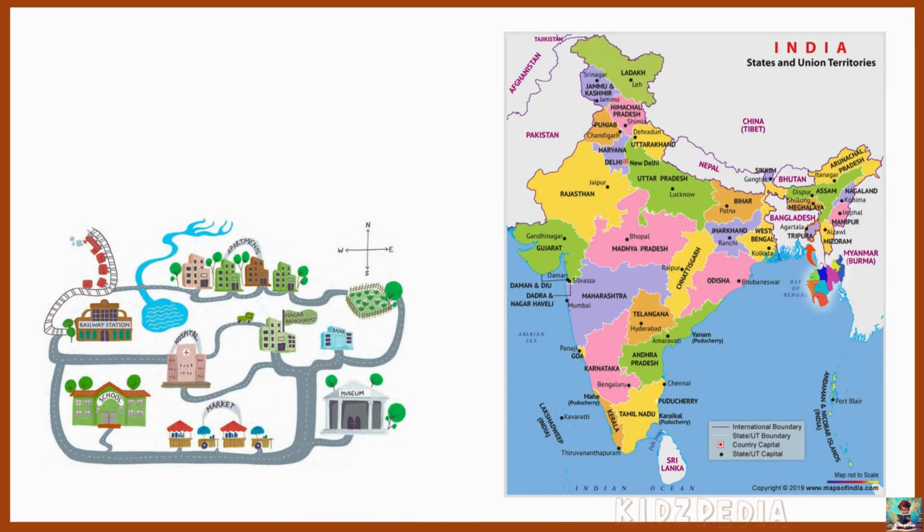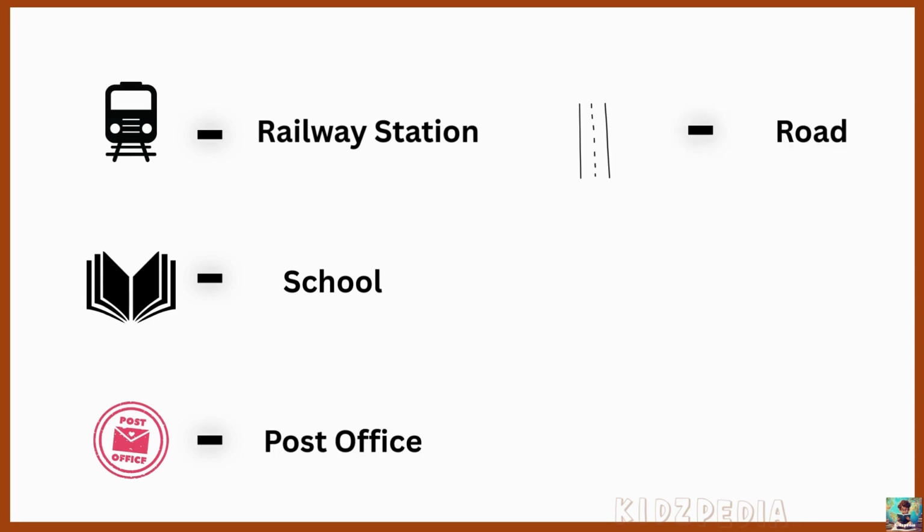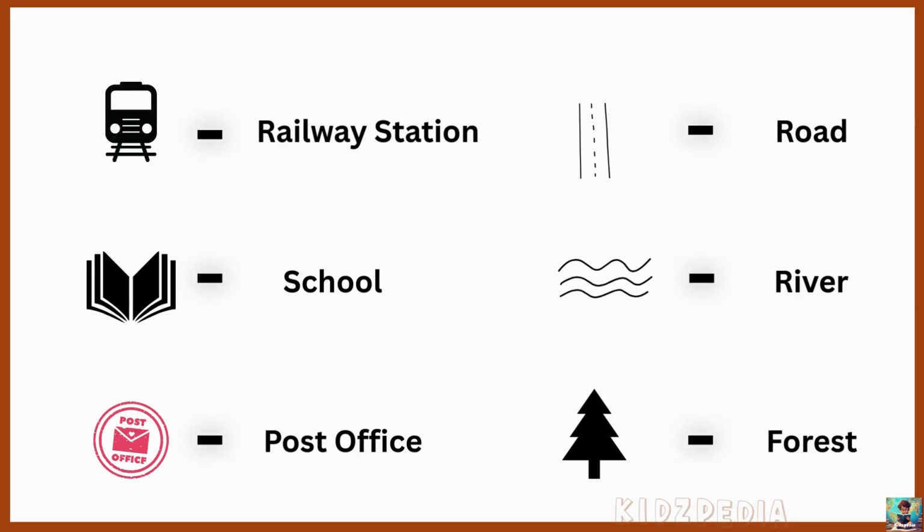So we use symbols or small pictures or signs to show important places and things on the map. For example, a train symbol for the railway station, a book or school building symbol for a school, a letter symbol for the post office, a line to show roads or railway tracks, wavy lines or blue shapes to show rivers and ponds, green areas or tree symbols to show forests.